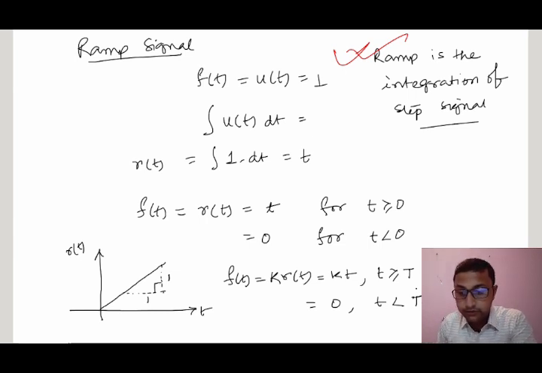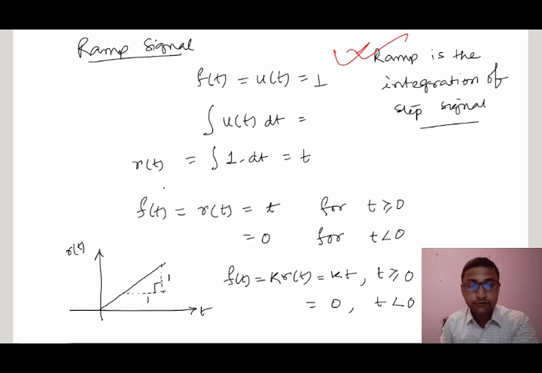Sorry, kt, there is a mistake: t greater than or equal to 0, and hence t less than or equal to 0. Okay, this is the ramp signal of any constant slope k.